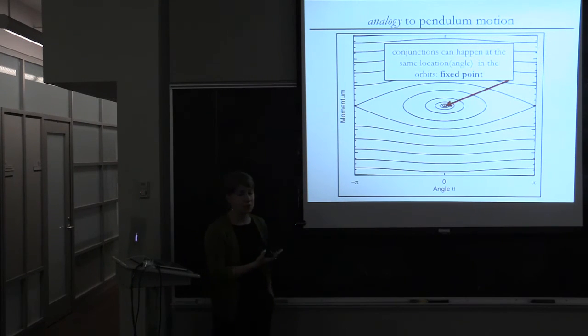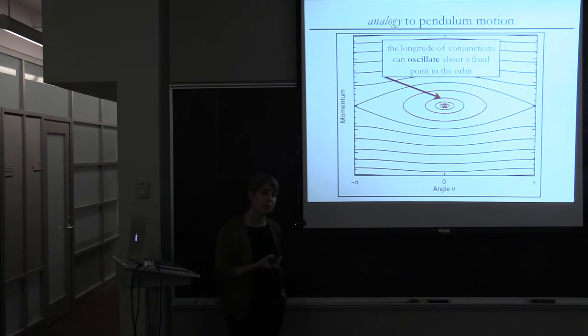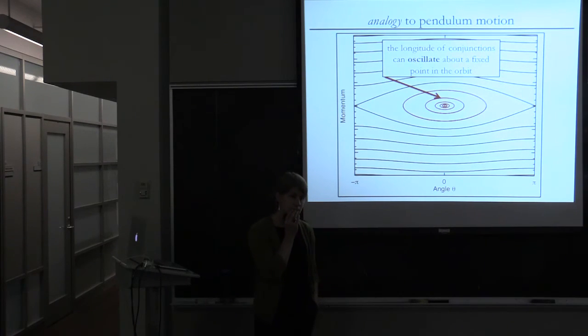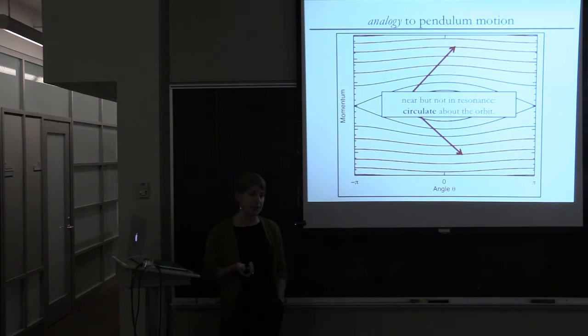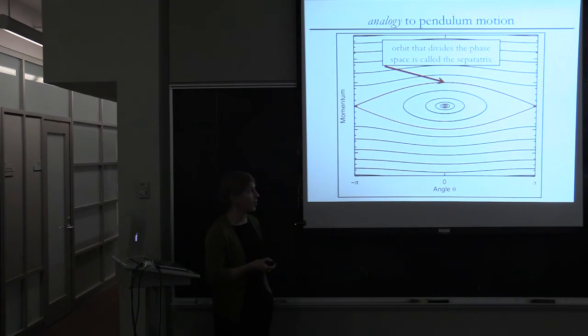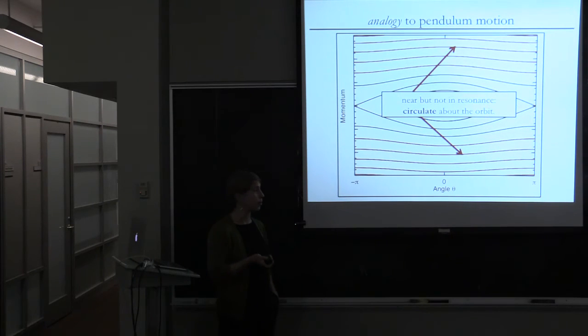So just like the pendulum, conjunctions can always happen at the same place in the orbit. They can oscillate about it. So this is the simple pendulum, and the other is analogous, and I'll show you the Hamiltonian in a little bit. But yes, you can have oscillations about a fixed point in the orbit, or you can circulate about a fixed point in the orbit. And that corresponds to the pendulum circulating about its point of support.